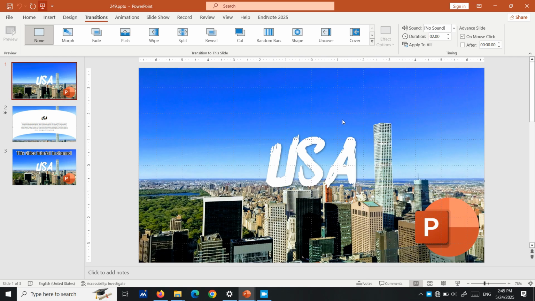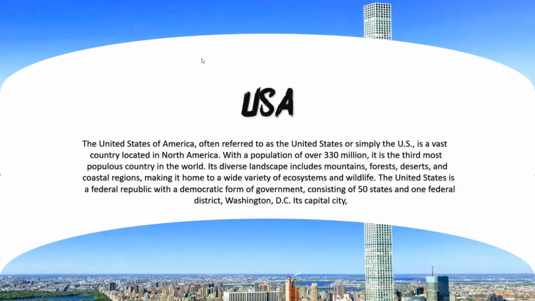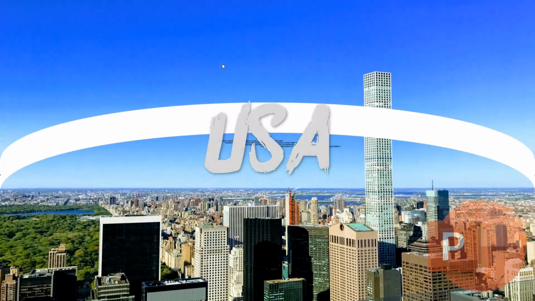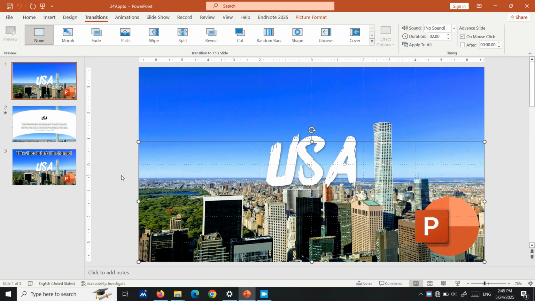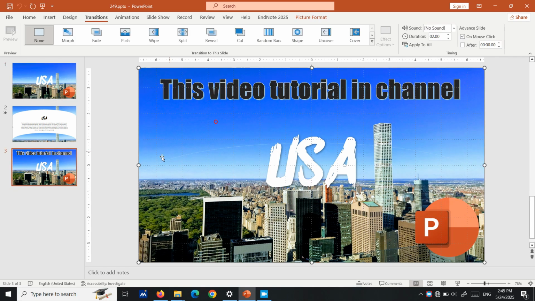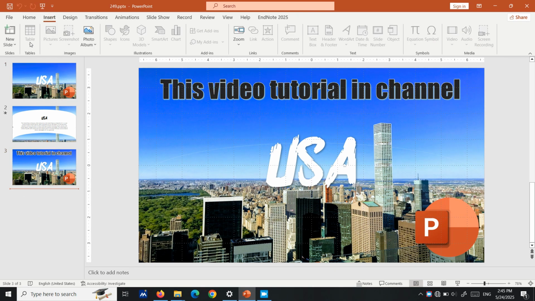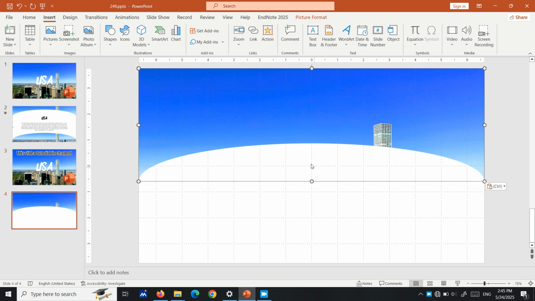Let's create this. You see, it's a great effect. Let's try to create this. At first we need to have this picture. Let's say we have this picture, we copy the picture and paste it in the new slide.